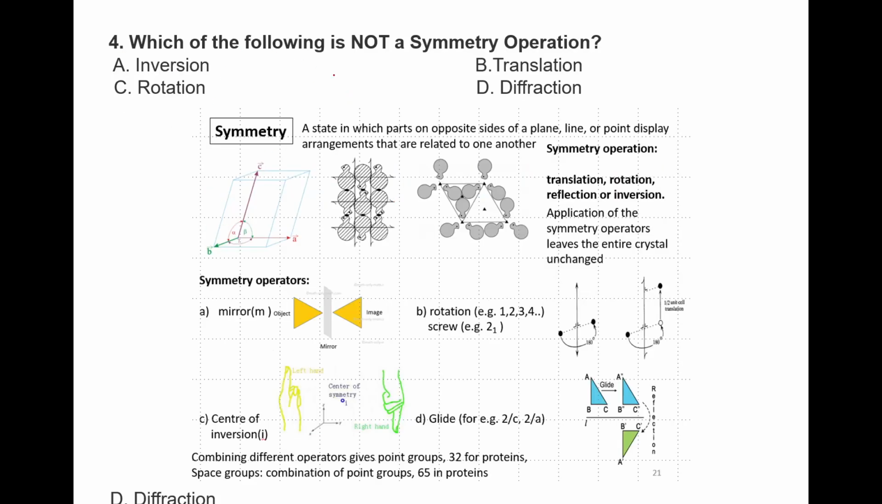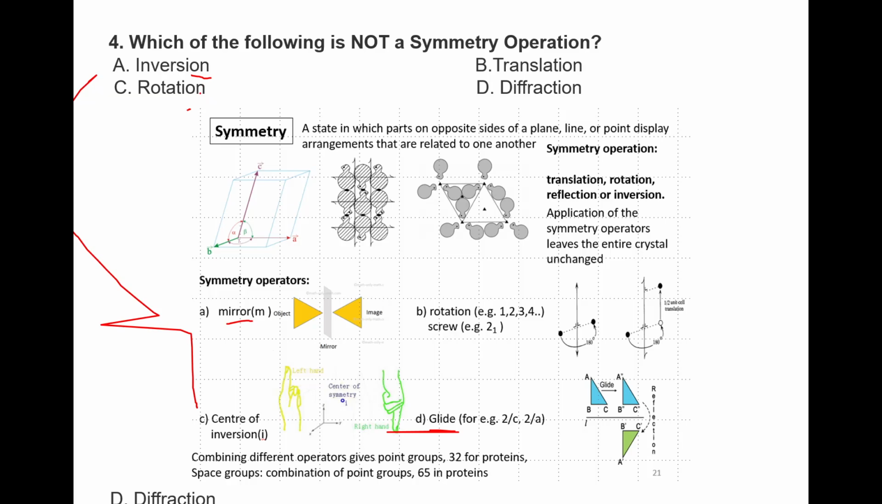Then, which of the following is not a symmetry operation? Since we started today's class with the symmetry operations, I told you about mirror, center of inversion, rotation, and glide. I described all these symmetry operators in the last class, so you can go there and watch. But if you see here, inversion is a symmetry operator. So I have already discussed this with you.